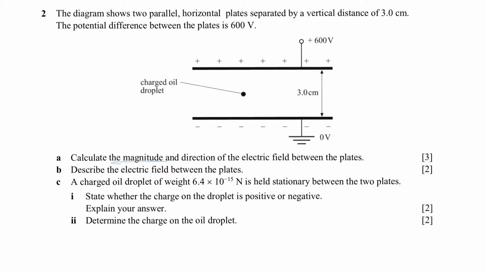Calculate the magnitude of the electric field. So electric field is equal to the voltage all over the distance. From that equation, your E will be 2.0 times 10 to the 4th power. This is volt per meter. The direction of the electric field, we're going to answer that one, acts towards the negative plate.